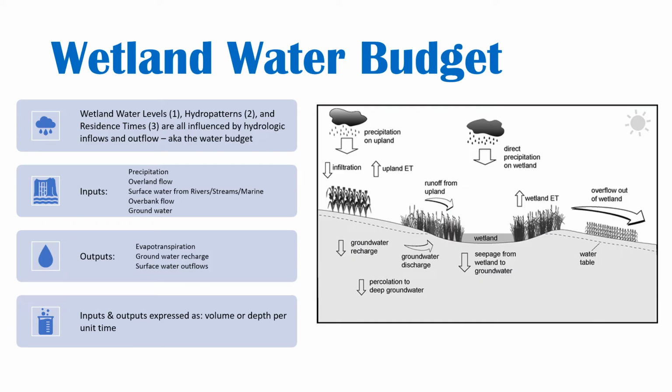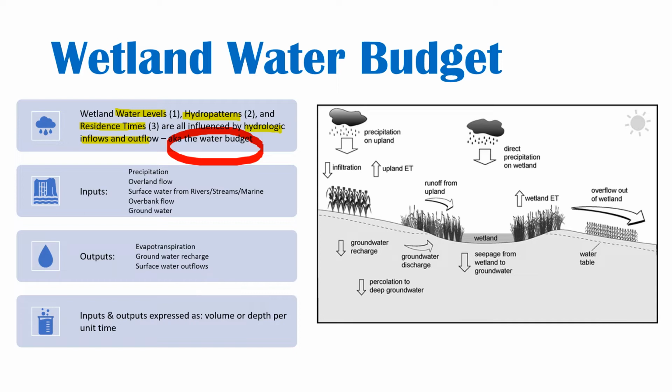So we just went over the three important factors of wetland hydrology, which is the water level, the hydro pattern, and the residence time. All three of these are influenced by hydrologic inflows and outflows, which makes up the water budget.